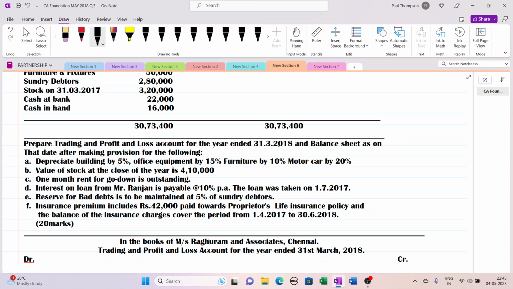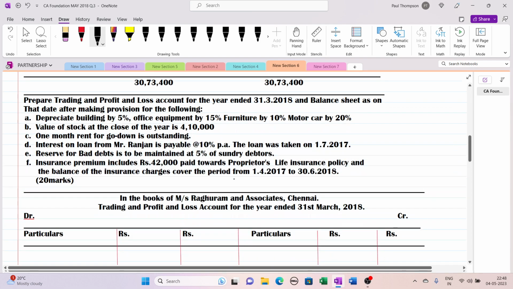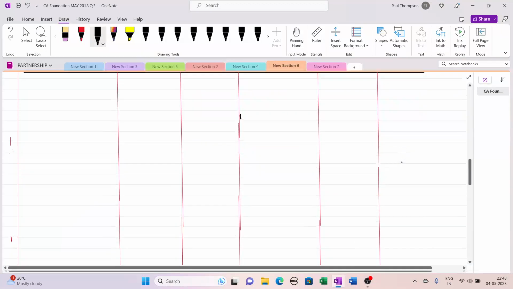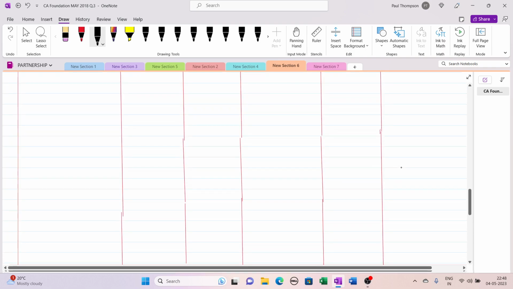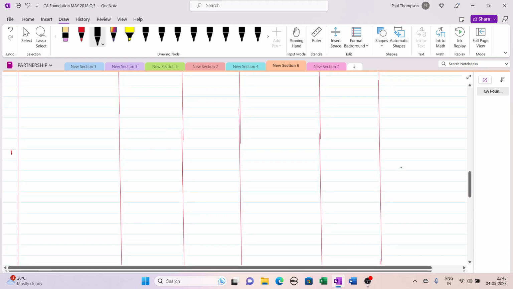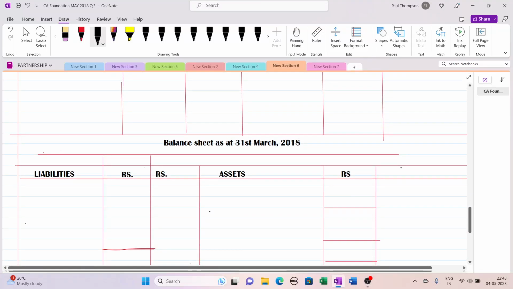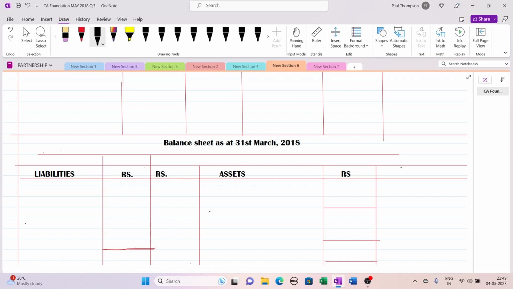So adjustments we will write in the inner column, and other items we will take straight away to the outer column. You must open the trading P&L and the balance sheet at a time so that we go on entering each item without missing it. Otherwise we will be in trouble. So you have to practice like this only. So I have opened the trading and P&L account of Raghuram Associates Chennai and balance sheet as on 31st March 2018. Now let us see item wise.